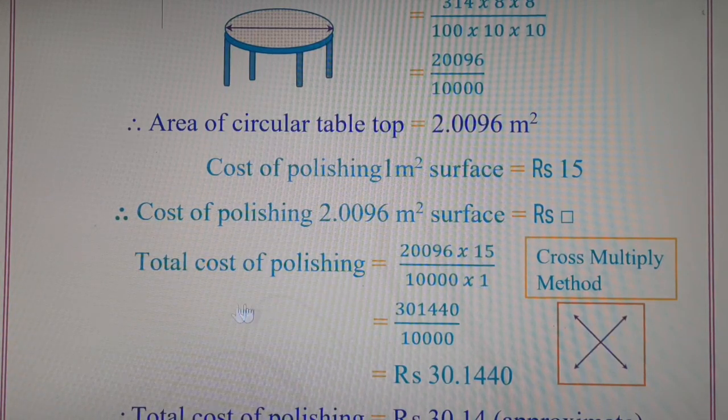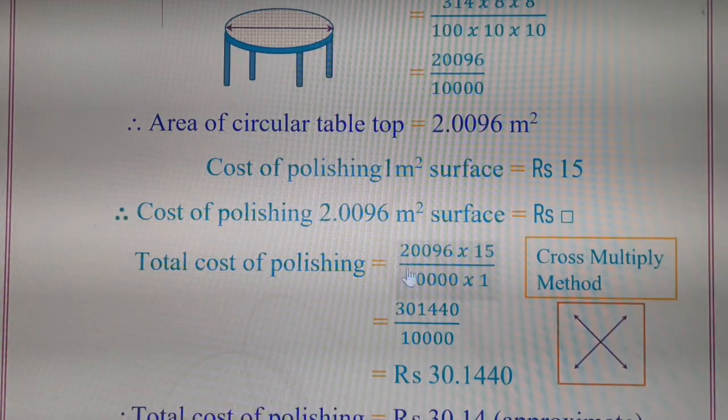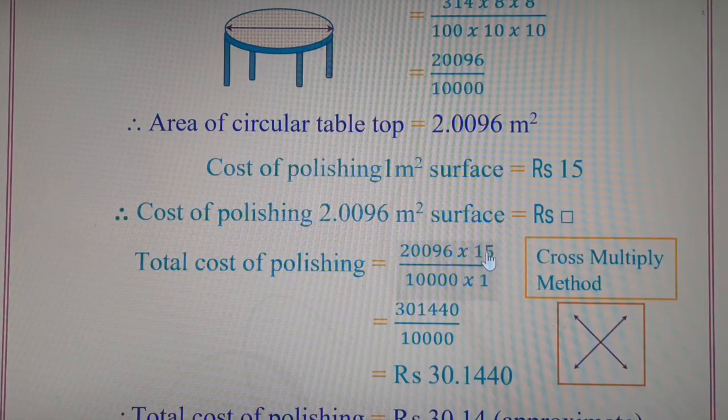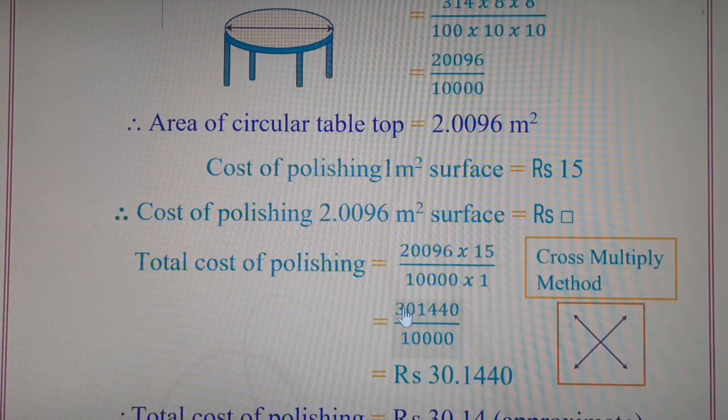Let us find out the total cost of polishing. The total cost of polishing will be 2.0096 multiplied by 15 whole upon 10,000 into 1. So the denominator will be 10,000. And when we multiply 15 with 20,096, our answer will be 3,01,440 in the numerator whole upon 10,000. So you can multiply these numbers in the rough paper or in the rough column and check this answer. 15 multiplied by 20,096, the answer will be 3,01,440 in the numerator, and 10,000 multiplied by 1 is 10,000. That will be written in the denominator.